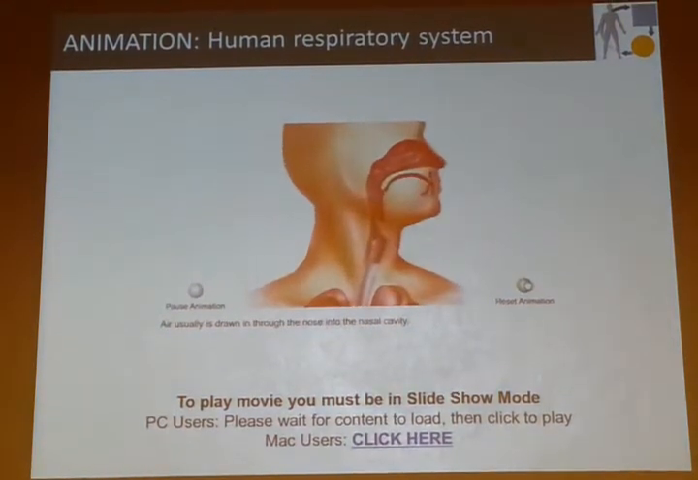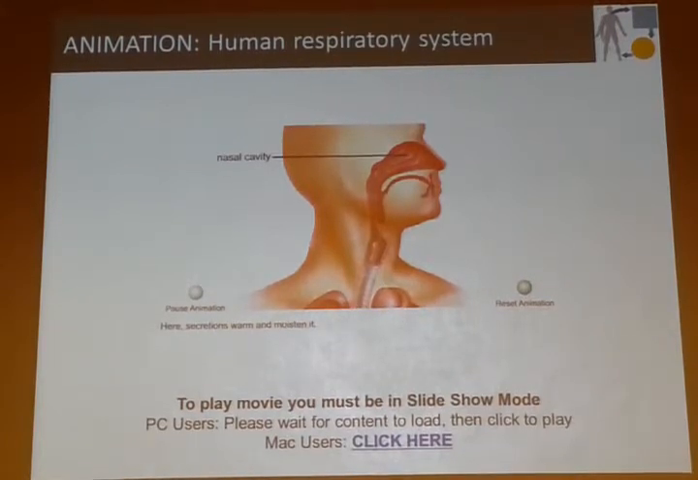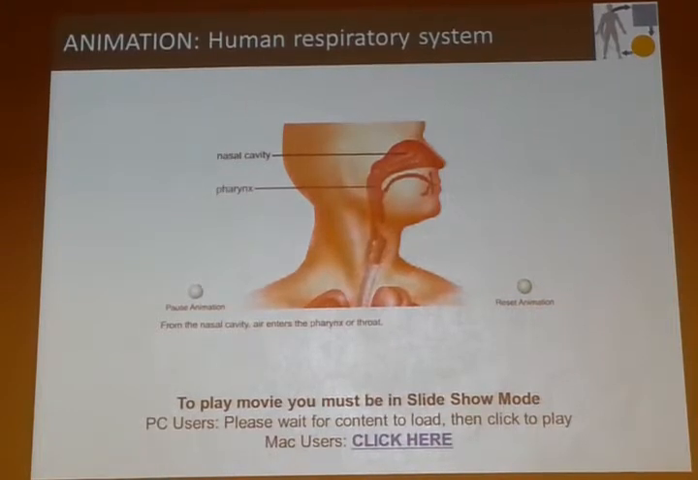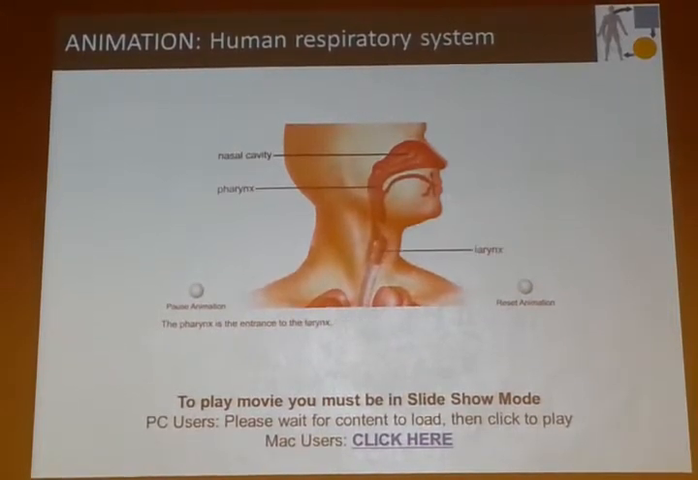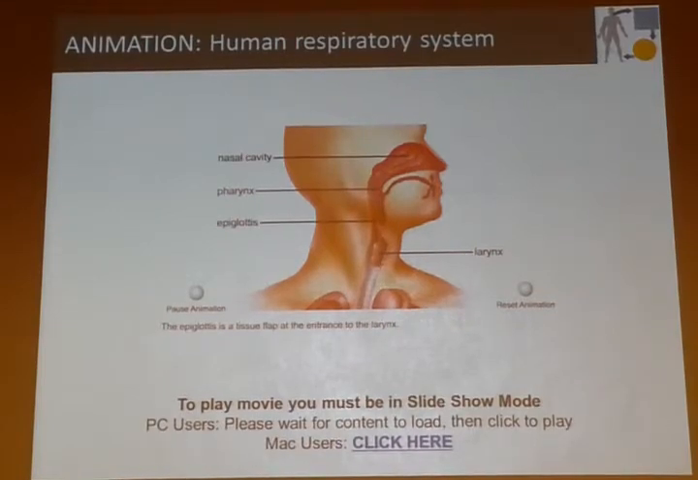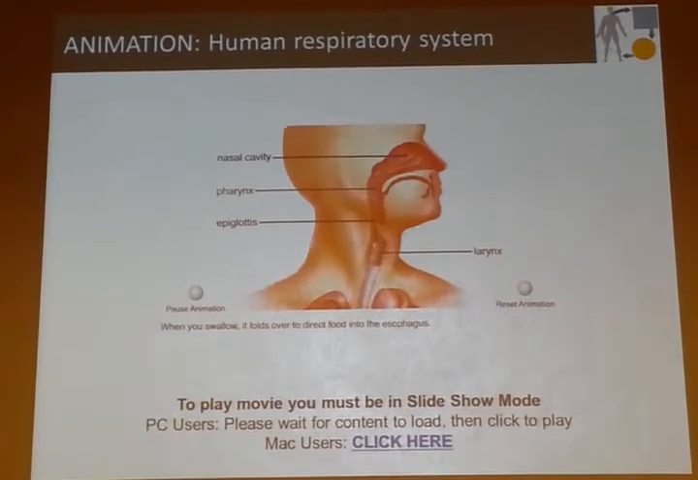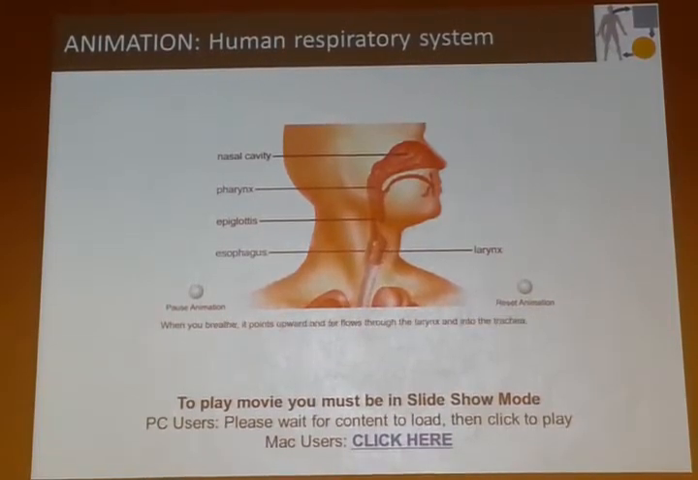Air usually is drawn in through the nose into the nasal cavity. Here, secretions warm and moisten it. From the nasal cavity, air enters the pharynx or throat. The pharynx is the entrance to the larynx. Paired vocal cords in the larynx vibrate as air passes by, making speech possible. The epiglottis is a tissue flap at the entrance to the larynx. When you swallow, it folds over to direct food into the esophagus. When you breathe, it points upward and air flows through the larynx and into the trachea.